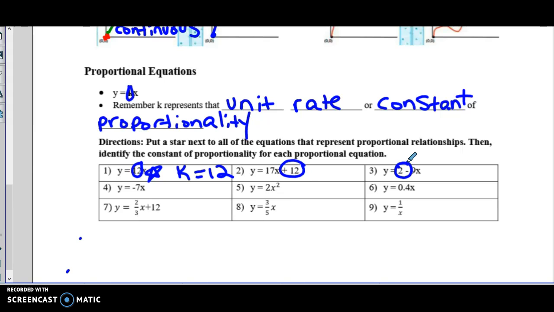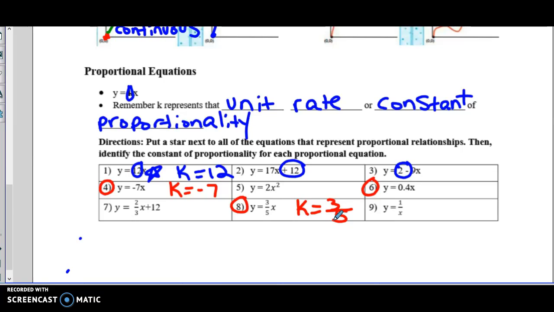All right, so you should have found that example 4, example 6, and example 8 were proportional. In example 4, the unit rate is -7. In example 8, even though it's a fraction, that's still k. It's in front of x. I would say k is 3/5.